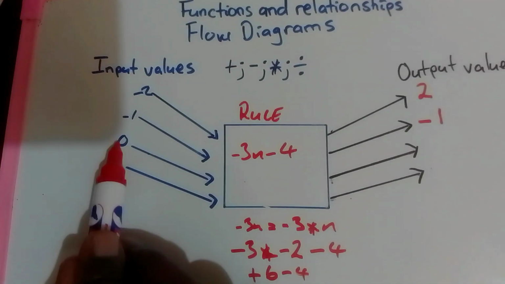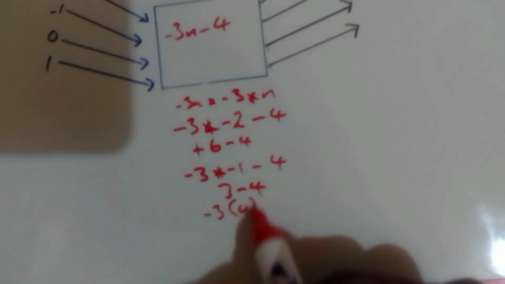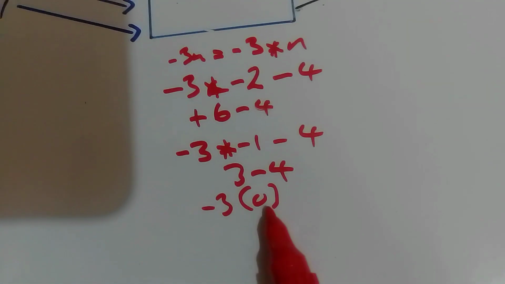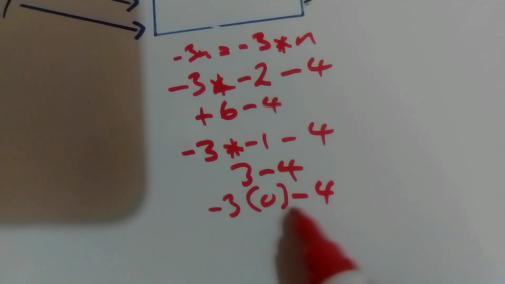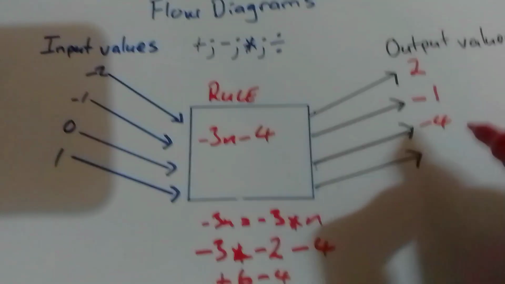We substitute 0 this time around. Now we know that negative 3 multiplied by 0. Oh, by the way, brackets also mean what? In mathematics, brackets mean that you can multiply. So negative 3 multiplied by 0 is equal to 0 minus 4. So our answer becomes negative 4. We've got negative 4 here.